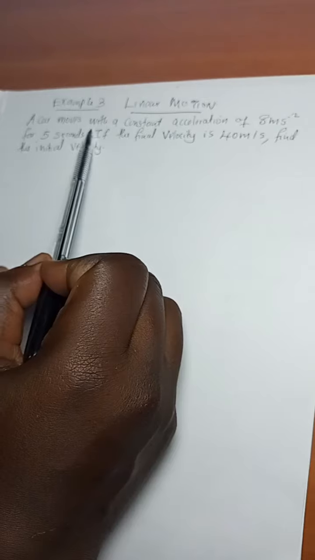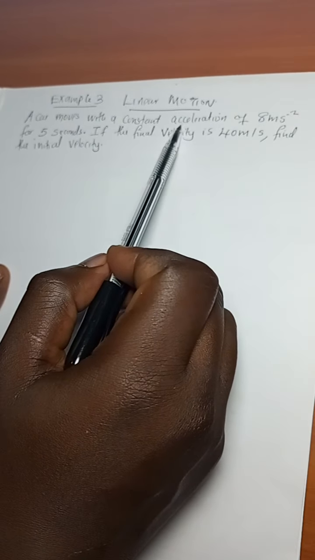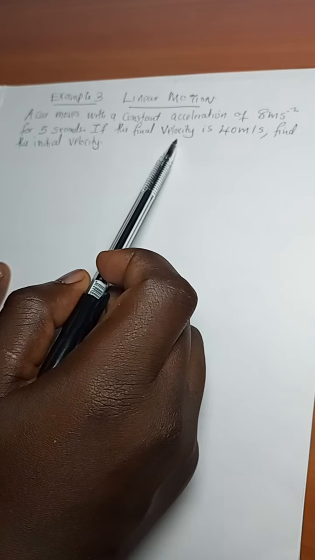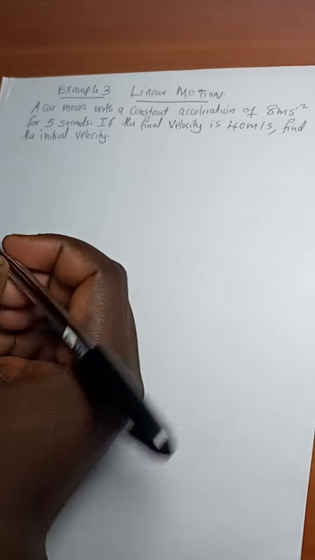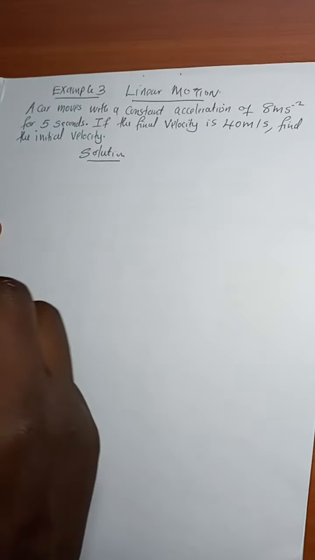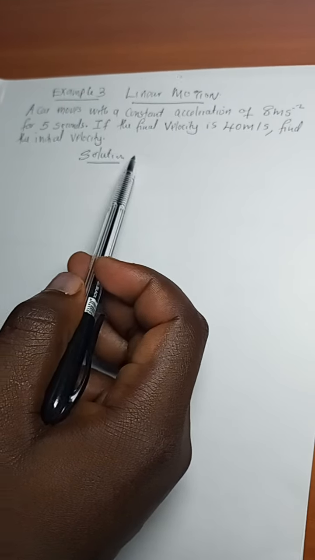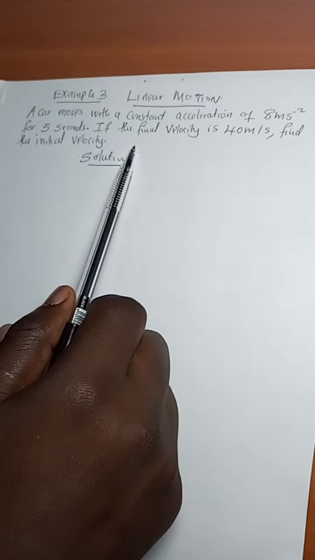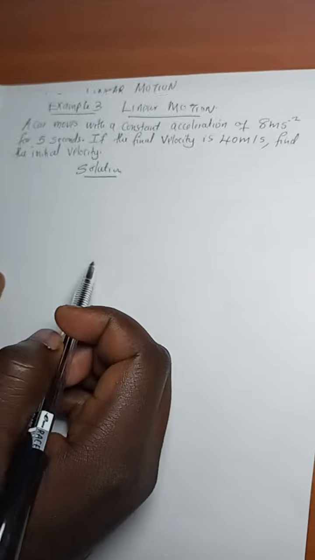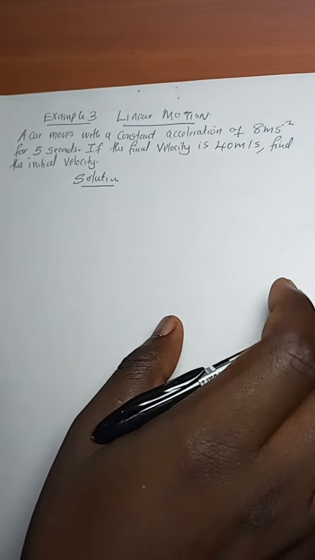We are told that a car moves with a constant acceleration of 8 meters per square second for 5 seconds. If the final velocity is 40 meters per second, find the initial velocity. So this is a very interesting question, simply because it is not a direct question. Most of the questions we've tackled in the previous videos were direct, but in this one it is slightly indirect. So let us revisit how we were getting acceleration.